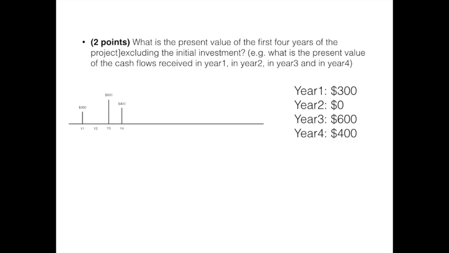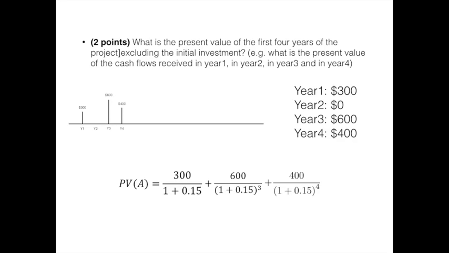And then I ask you, what is the present value of cash flow streams received in year 1, year 2, year 3, and year 4? So, what is the present value of this cash flow stream? Well, it will be year 1 discounted, year 2 basically does not exist, it's 0, plus year 3 discounted, plus year 4 discounted, and we end up with some present value. Okay?